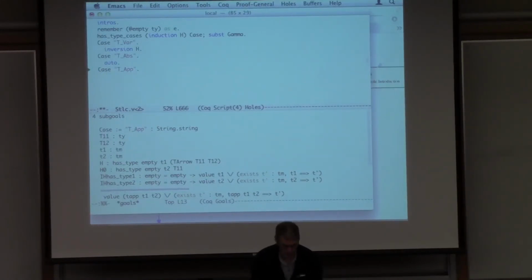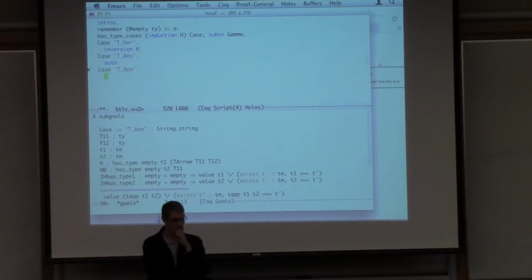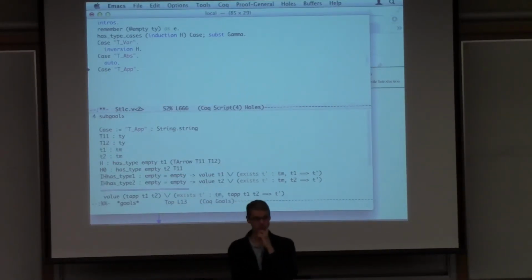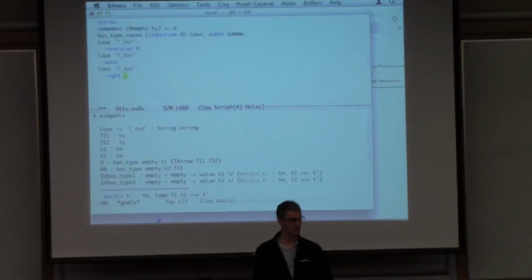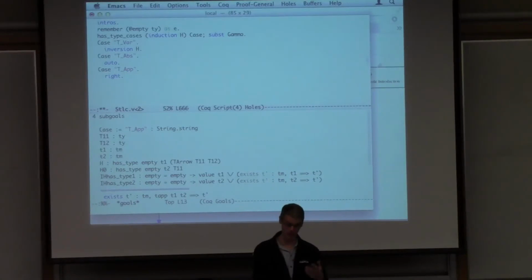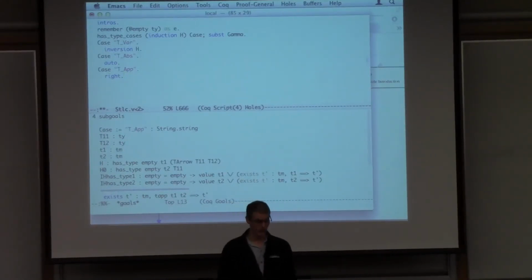Okay, what about T-app? This is the interesting case, of course. So what do we need to do? We're going to prove the right branch, no matter what, because an application can always step. It isn't a value, so it better always be able to step if progress is going to be true. Okay, good. So now what? Now we need to provide a T prime. Where's it going to come from?